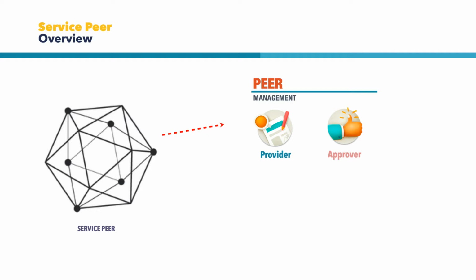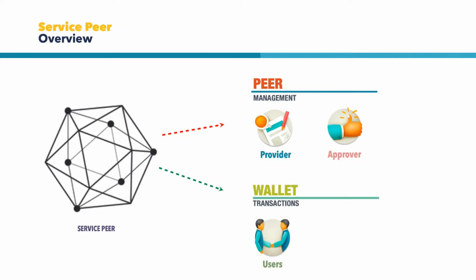The service peer is managed by the service provider, and also assisted by the service approver, which is responsible basically for approving all the service token mints. At the same time, the service peer, as managed by the service provider, will have the wallet transaction capability. That means it has the facility to perform wallet transactions, that is rotation cash transfer and service token transfer to the user's wallet.